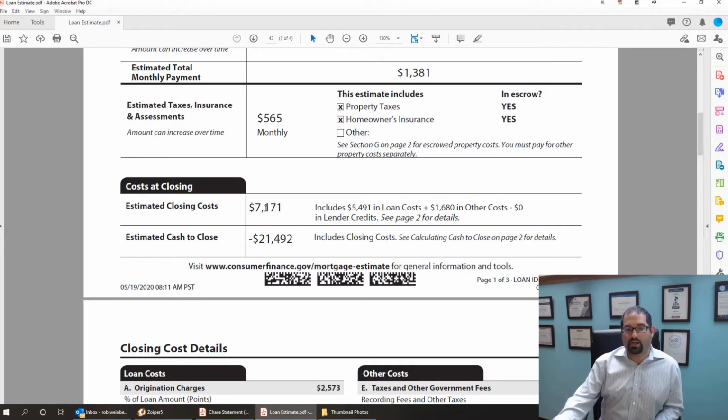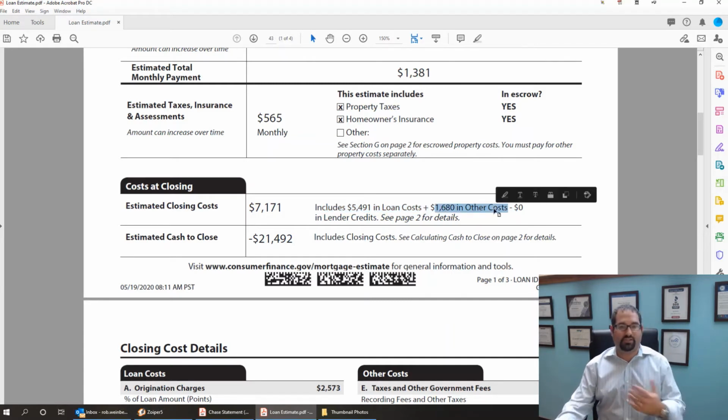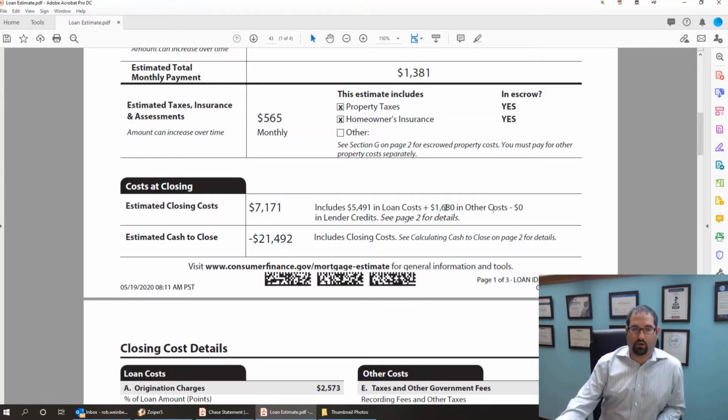So don't be surprised if this estimated closing cost number is way more than you're expecting or way more than you have anticipated. And the reason why is because the way the government makes this form, they roll together the mortgage loan costs and other costs like escrows, taxes, insurance premiums that have to be paid, and prepaids that have to be paid to set up your escrow. So this amount, again, can be a lot higher.